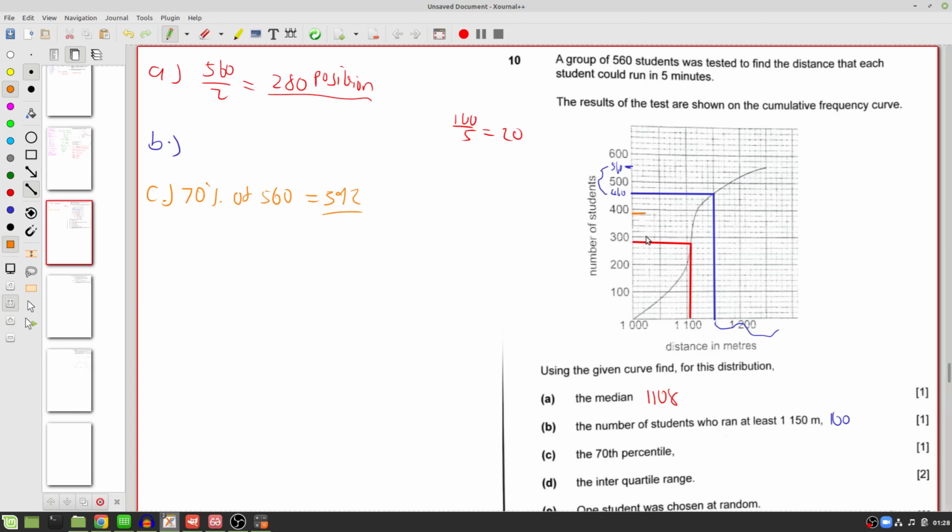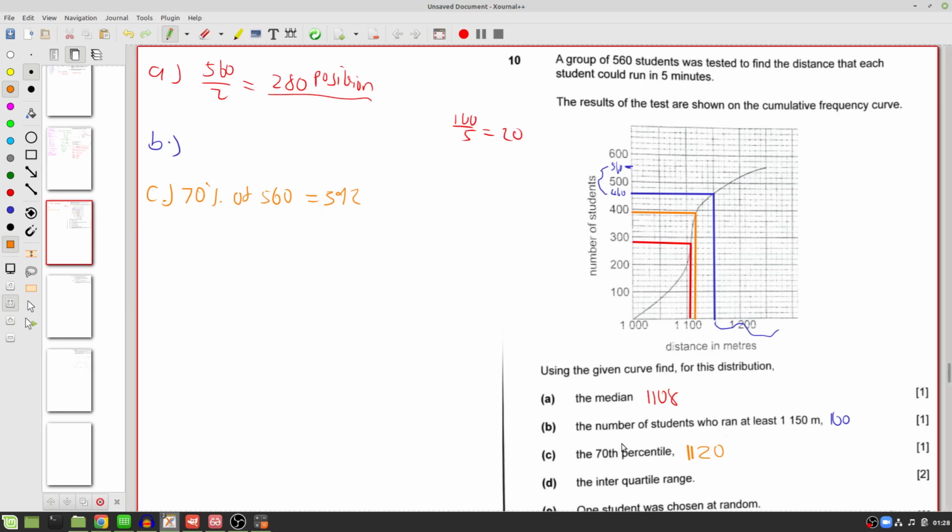So from here, we measure until we reach the line, and from there straight down again. Straight down until we get there. So that looks to me like about 1120 roughly. Okay, so 1120.